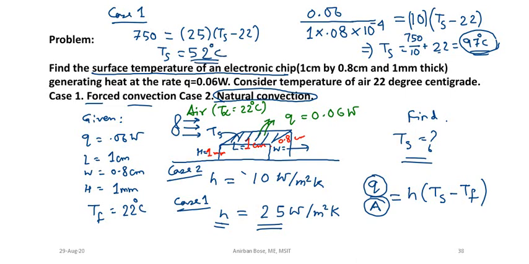So 52 degrees centigrade is okay, and if you want a much lower temperature, definitely you have to increase the speed of the fan, and that will increase the value of H, and you can limit the temperature of the chip. So here you can see how we can solve practical problems. Okay, so thank you.